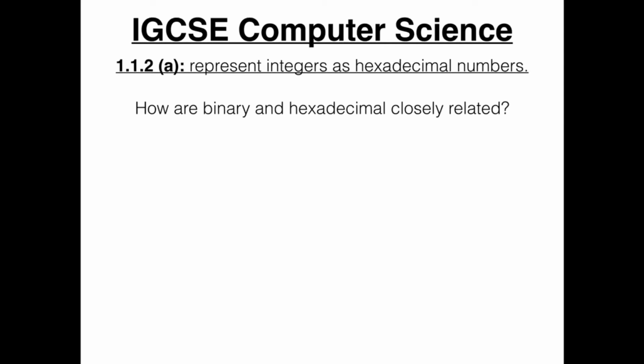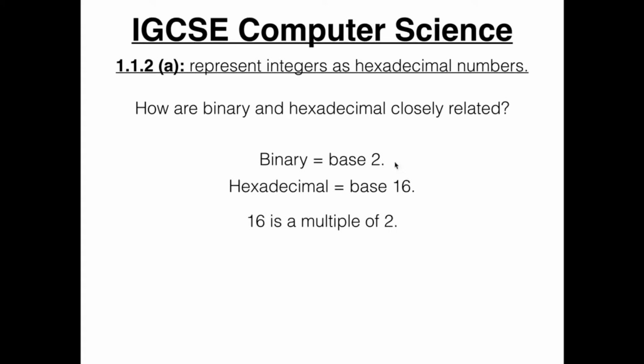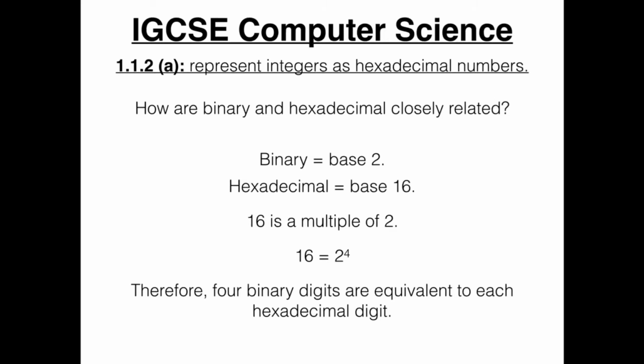So how are binary and hexadecimal closely related? Well, binary is base 2, and hexadecimal is base 16. And if you'll notice, 16 is a multiple of 2. 16 is 2 to the power of 4. Therefore, 4 binary digits are equivalent to each hexadecimal digit.